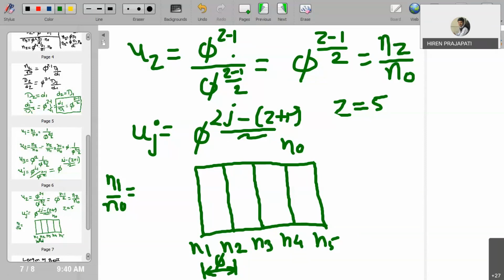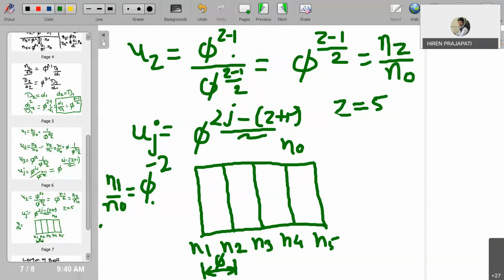1 minus 6, so minus 4 divided by 2. Then it's a minus 2, right? So here we get 5 to the power minus 2. Means it's 1 by 5 squared, right?